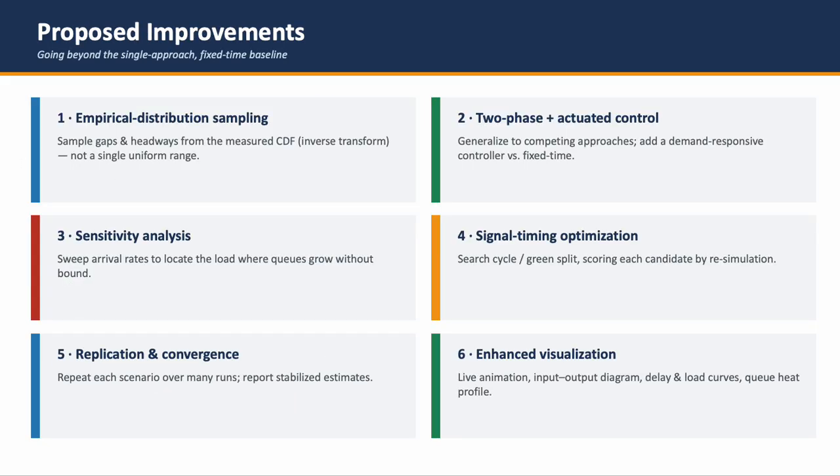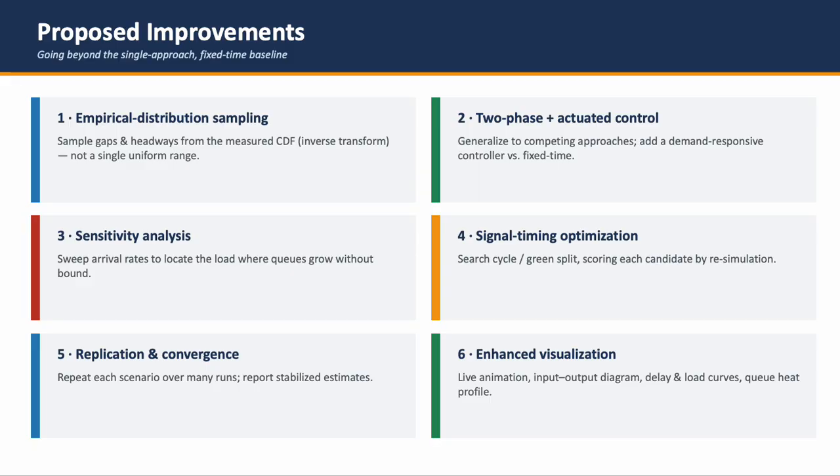Proposed improvement. The baseline textbook problem is fairly minimal: a single approach, a fixed timeline, report average delay. These are not proposed by the problem in the textbook, but this is an assumption the textbook is generally suggesting. So I extend it in six ways.